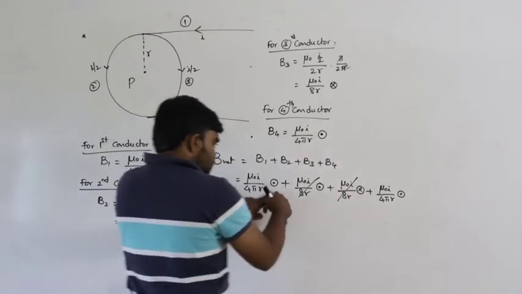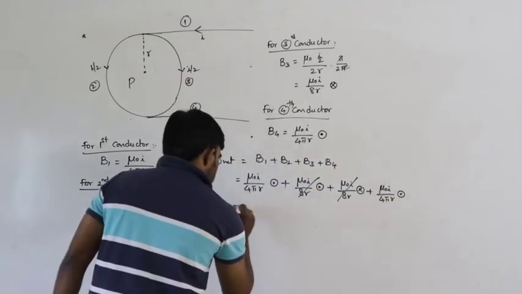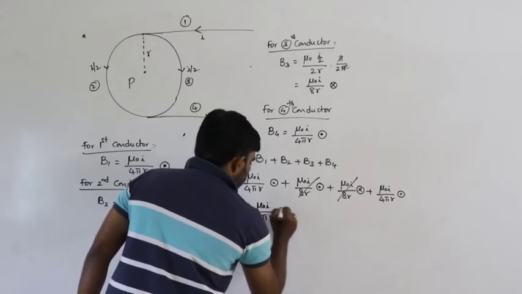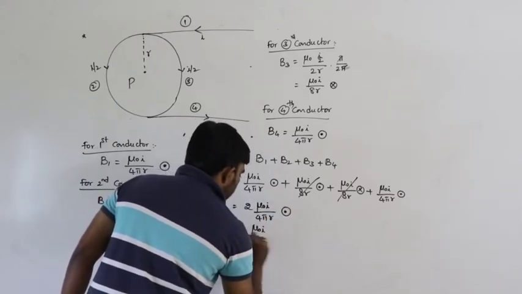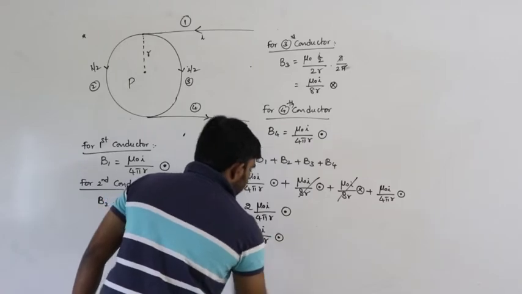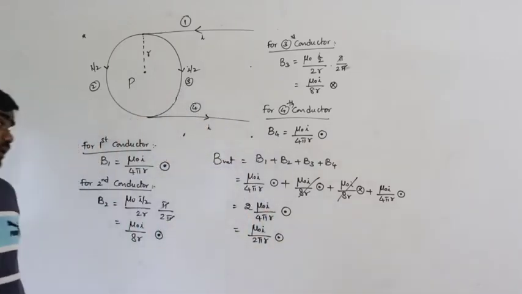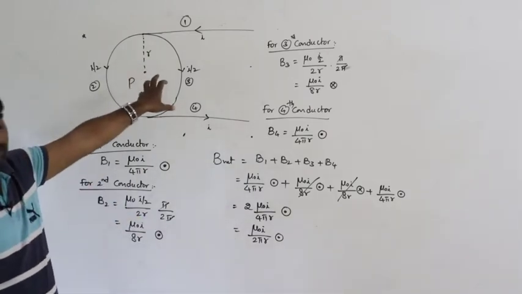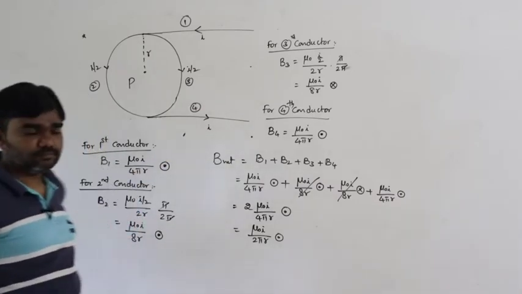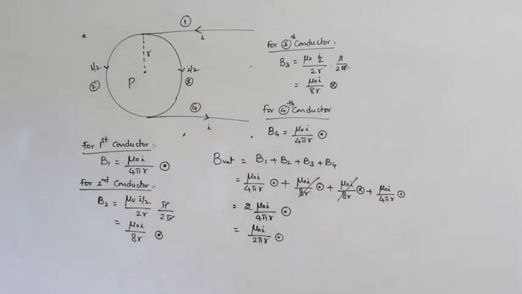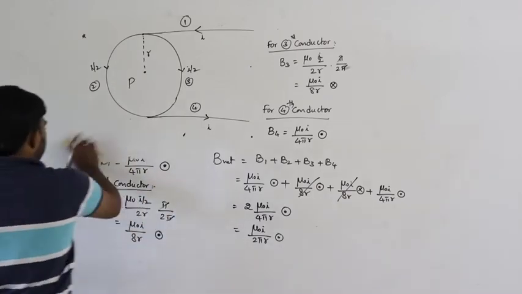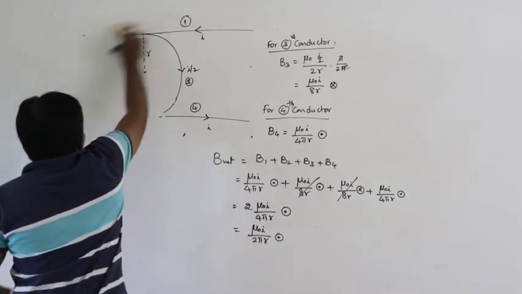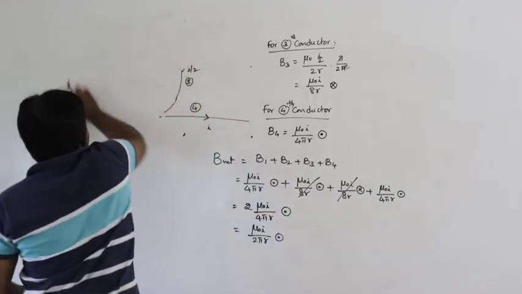So the remaining ones are outwards and outwards. That is 2 mu naught I by 4 pi r outwards. So that is mu naught I by 2 pi r outwards. This is the net magnetic field in this situation. Now, the next situation.